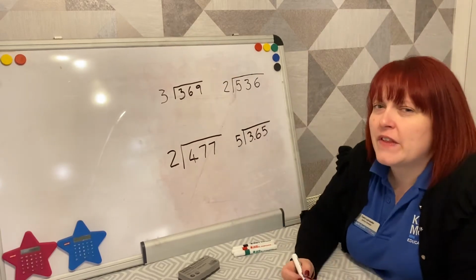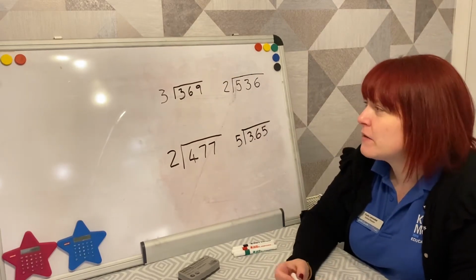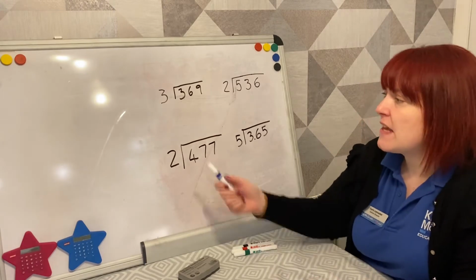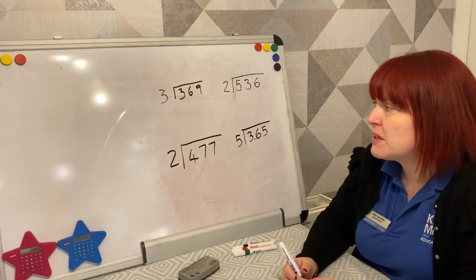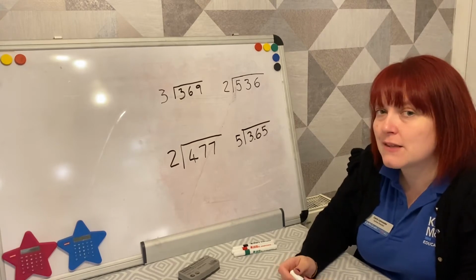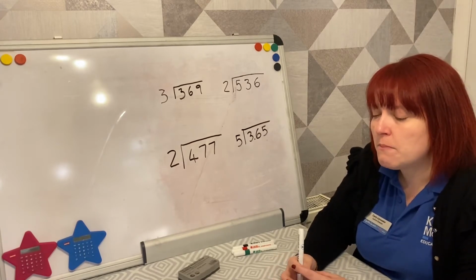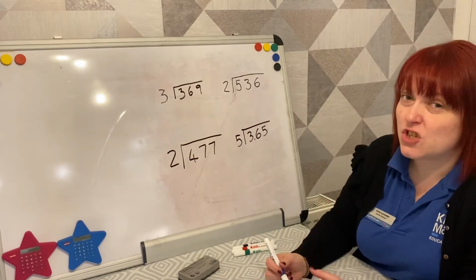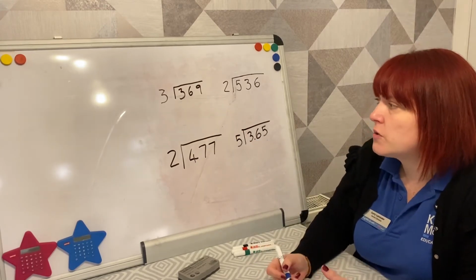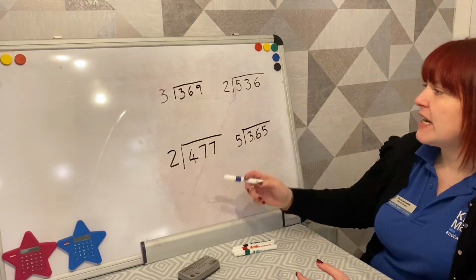And it's really important that our language is correct when we're talking about this, because children will often say that they're doing 3 divided by 369, and they're not. They're doing 369 divided by 3. So they must remember that the number that they're dividing is usually the bigger number, and what they're dividing by is usually the smaller number. Okay, so these are varying levels of difficulty.